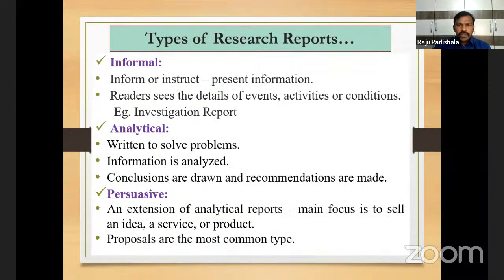Various types of research reports we must understand. Informal reports inform or instruct, presenting information so readers find the details of events, activities, or conditions. An investigation report is an example of an informal research report. And analytical research reports are written to solve problems. Information is analyzed in an analytical report, conclusions are drawn, and recommendations are made.